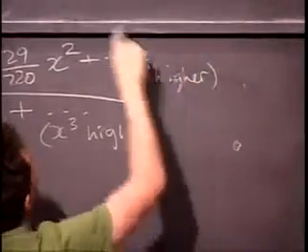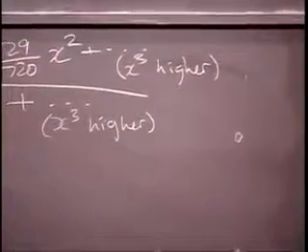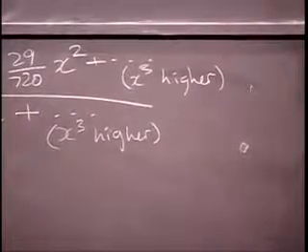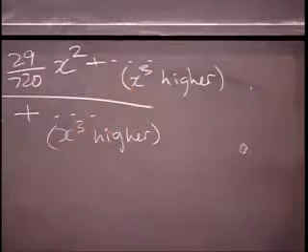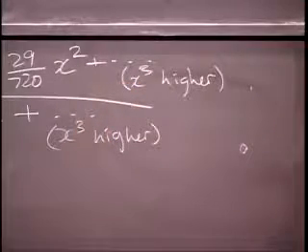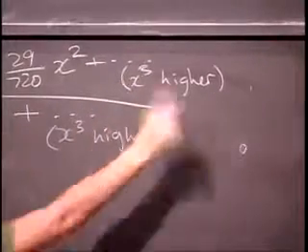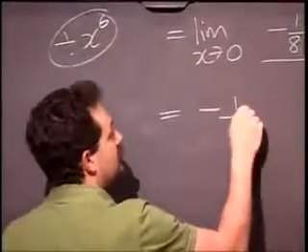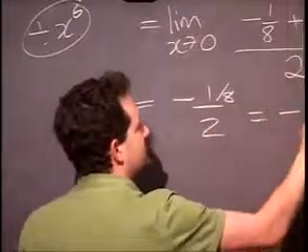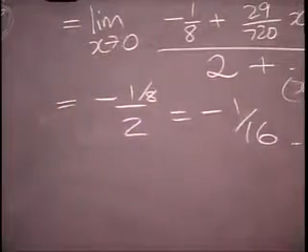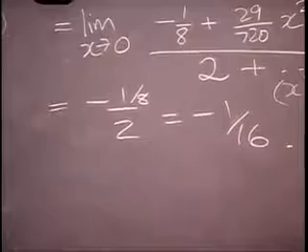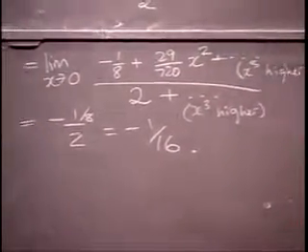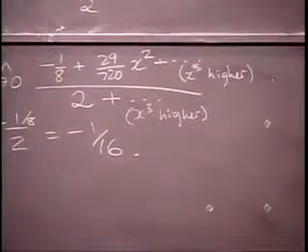In the original up here, before we divided, the dot, dot, dots included everything that's x to the 9th and higher. So when we take away 6 powers, we have x cubed and higher. Now, when x goes to 0, all of the higher order stuff goes away, and you get minus 1/8 over 2, which is minus a 16th. And that's the answer.